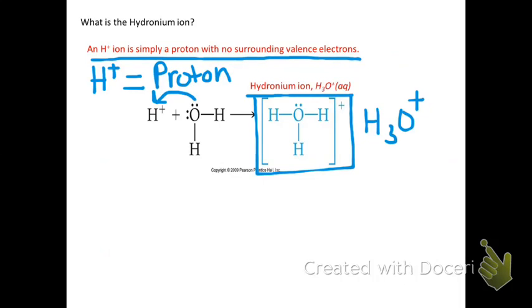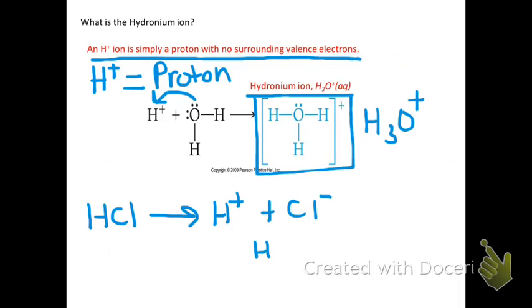So, to make it look like our chemical reaction has occurred, let's do our HCl. We have HCl, and it's going to dissolve in water to form H plus ions plus Cl minus ions. But what's really going to happen is that water, and what makes this work so well is that water has lone pairs of electrons.